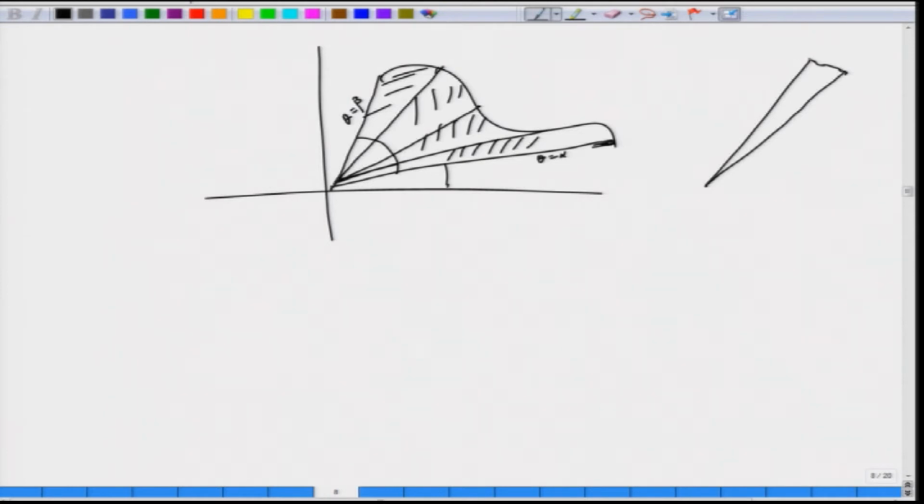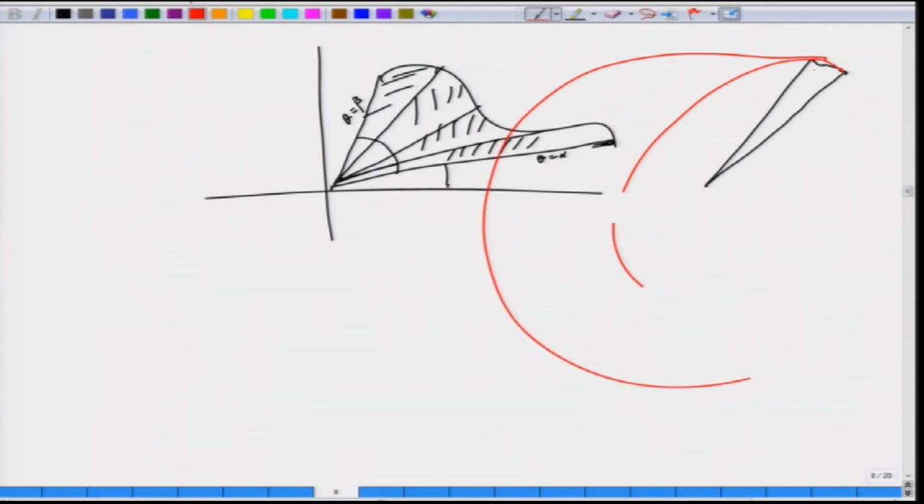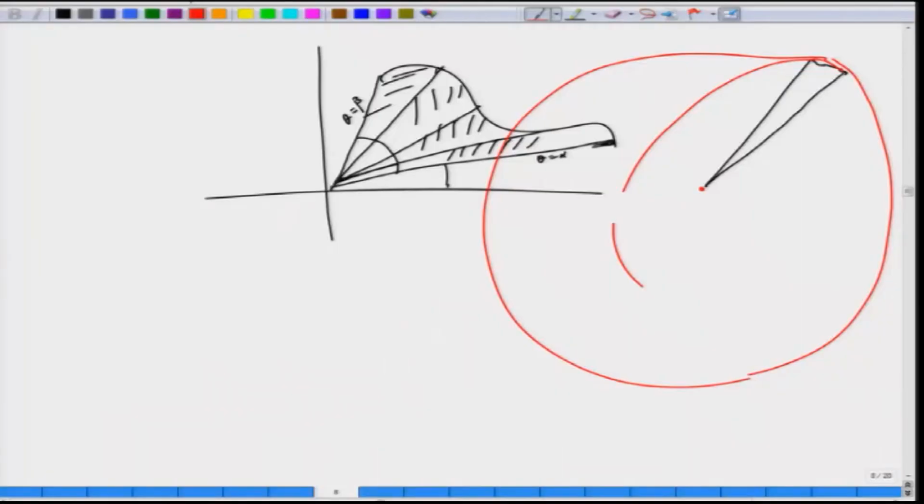So, we can approximate this by what is the most natural thing. If I make this part of a bigger circle, let us say this circle, then I can find the area of the circle, and depending on the theta I can find the area of that section, and that is precisely what we are going to do.